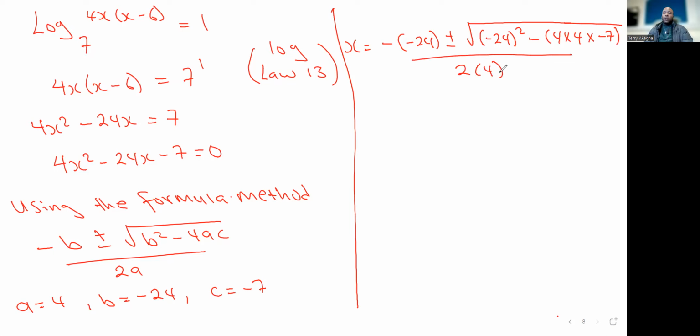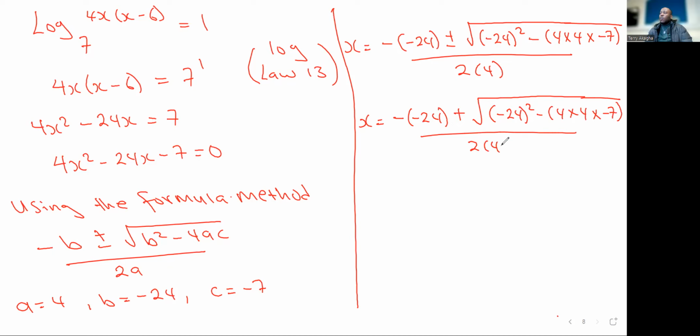All right. So I told you that for this, because it's plus or minus, x can have 2 answers. So x can be, with a positive, minus 24 plus the square root of minus 24 squared minus 4 times 4 times minus 7, divided by 2 times 4. And when you press your calculator for this, it should give you 6.28, all right?